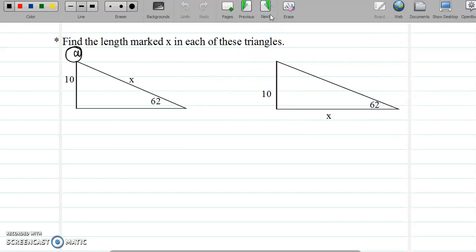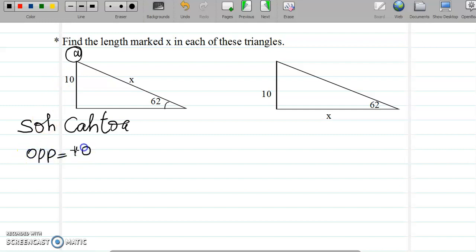Let's look at some questions. This says, find the length marked x in each of these triangles. For triangle A, before I start, I have to first bring out my SOHCAHTOA. Now from here, this is the angle, and this side opposite the angle is the opposite. That means my opposite there is 10. This is the angle 90, and opposite the right angle, which is also the longest side, is x. That means my hypotenuse is x.